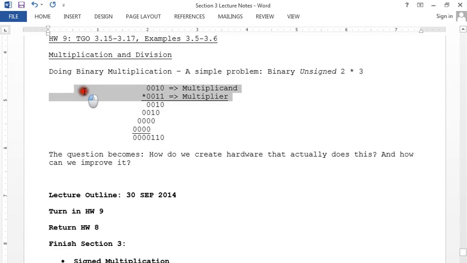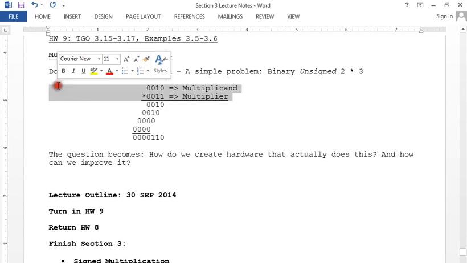8 times negative 9. The multiplicand is the number you are multiplying, and the multiplier is the number of times you are multiplying. So if you're doing 8 times negative 9, it becomes 8, negative 8 plus negative 8 plus negative 8 plus negative 8. So that's the multiplicand. So the multiplier is the verb. What are you doing to it?